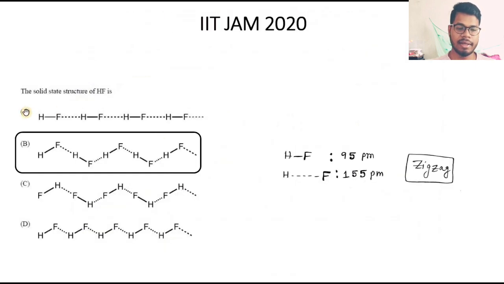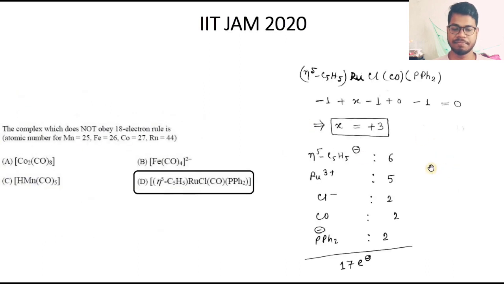Okay, then, of course, solid state. You have to know the HF normal bond length, that is about 95 pm, and the HF hydrogen bond length is 155 pm. In the solid state, the crystal will be in zigzag manner. Zigzag means above, below, like these things. B, C, D all are in zigzag manner. So the HF bond length will be less, and the H-bonding length will be higher. So option B will have less HF bond length and higher hydrogen bond length. So that's why option B is correct.